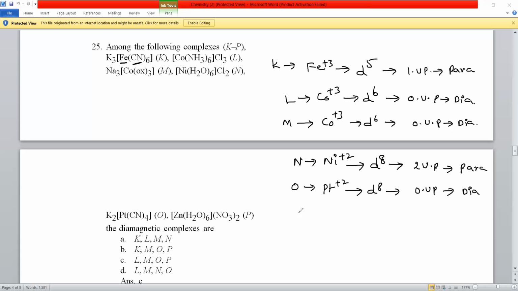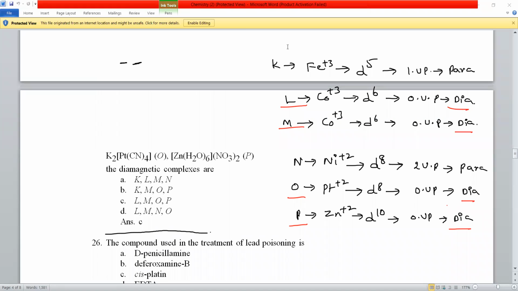Zinc, nothing but compound P, zinc is in the +2 state. Zinc +2 state is d10 electronic configuration. We'll get zero unpaired electrons. It should be diamagnetic. So the complexes they are asking as diamagnetic are L, M, O, and P. LMOP, option C. Check it, students. Option C is the correct one.